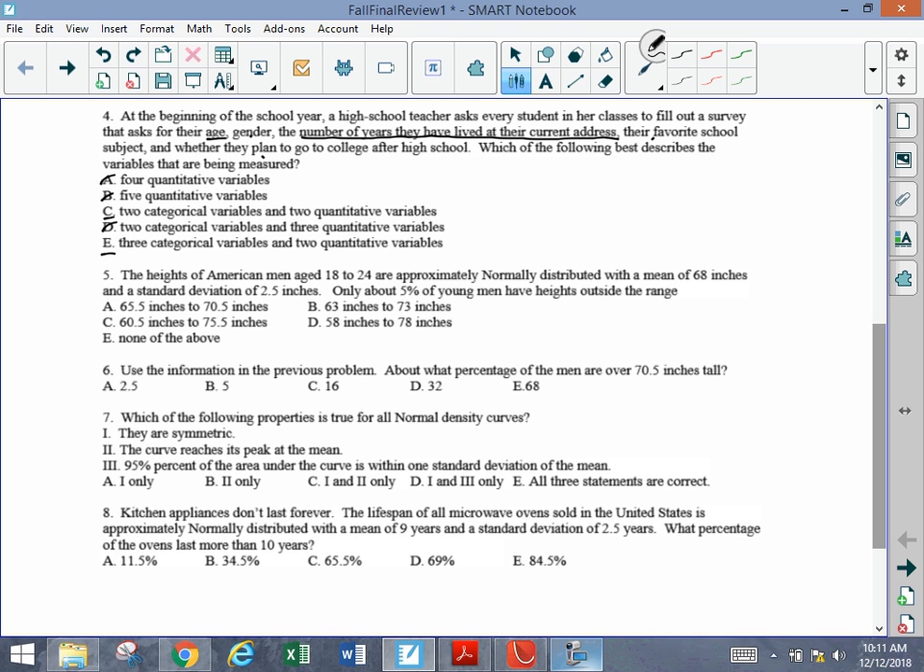Weren't there 3 categorical? There are 1, but age is 2, number of years is 1, 2, 3. 3 categorical, 2 quantitative. Okay, 2 quantitative. Yeah. Oh, I see. Okay, I thought those were 3 and 3.